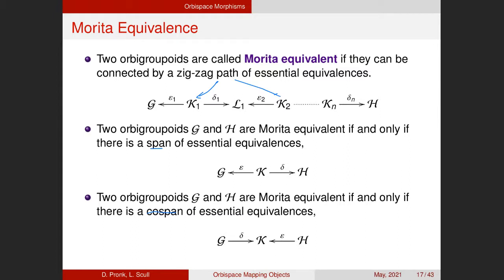I won't go into detail today, but there is also a description of Morita equivalence that generalizes the notion clearly from rings, the idea of modules between rings, that this is a generalization of that as well, although I won't spell that out.